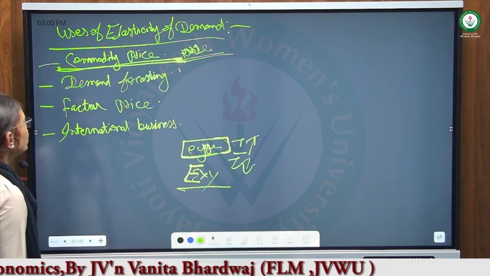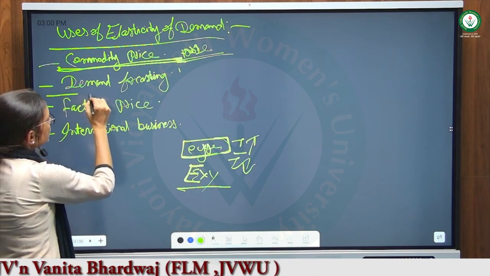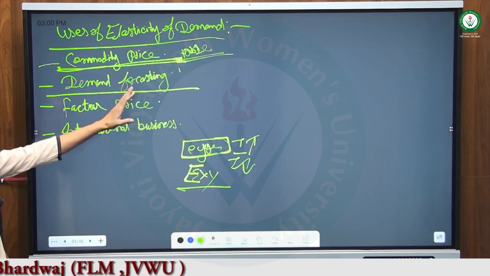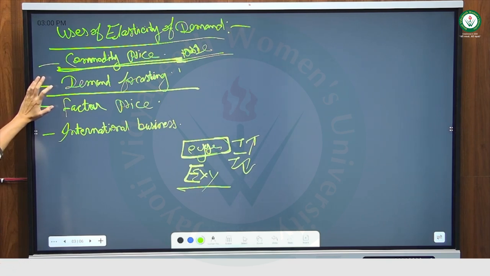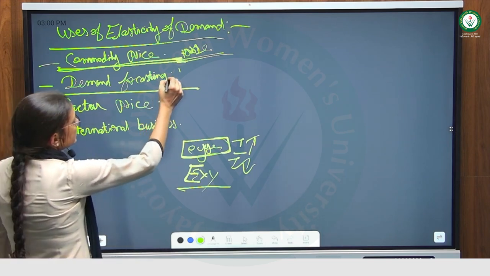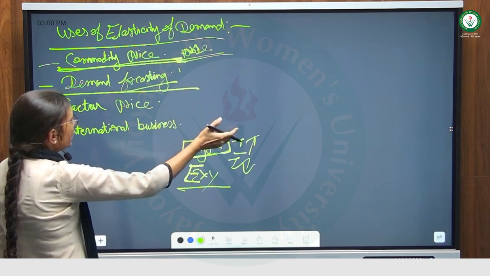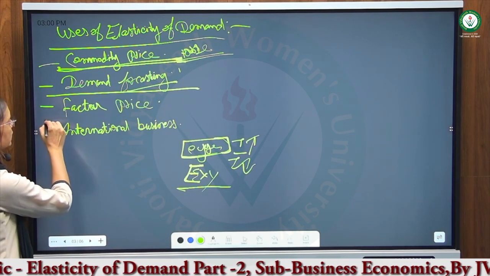Next is demand forecasting. According to price and elasticity, a company decides the forecasting of demand. According to forecasting, companies always produce the product in the present for the future. So elasticity of demand is also helpful in demand forecasting. Only elasticity of demand can explain how much product we should produce for the future.